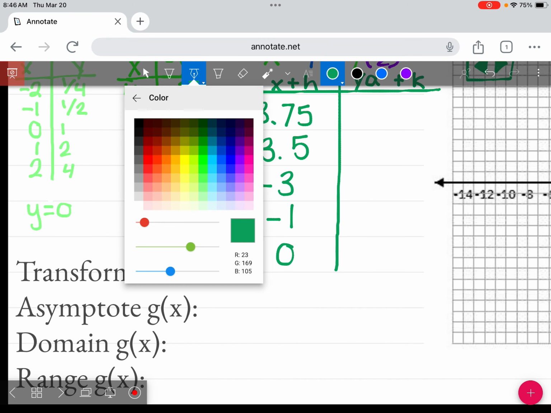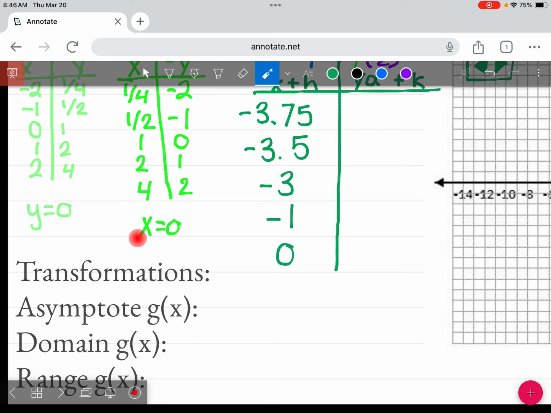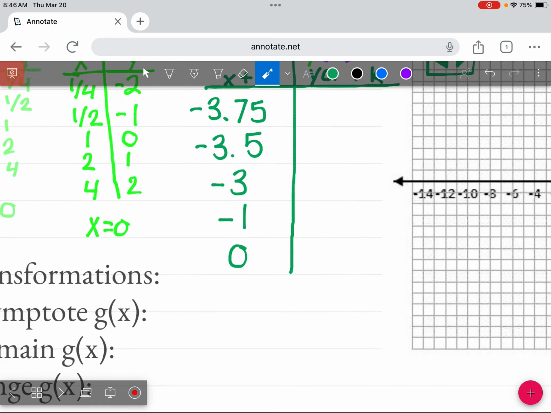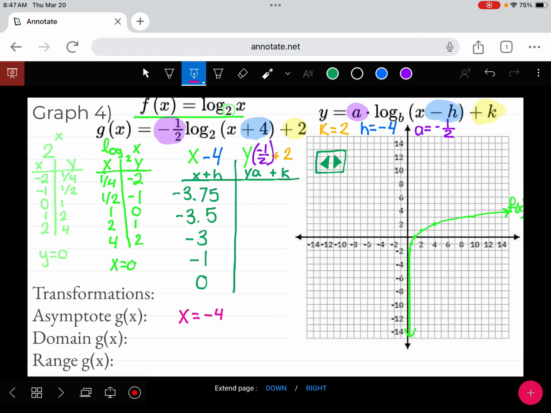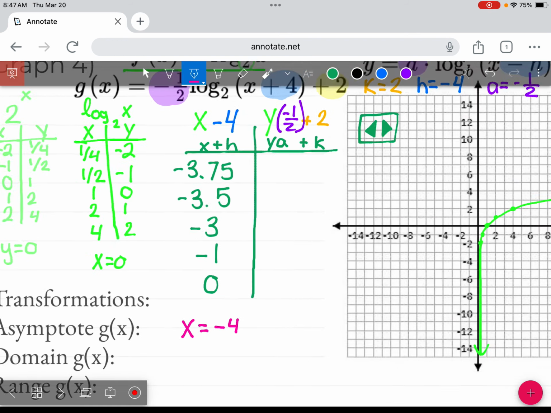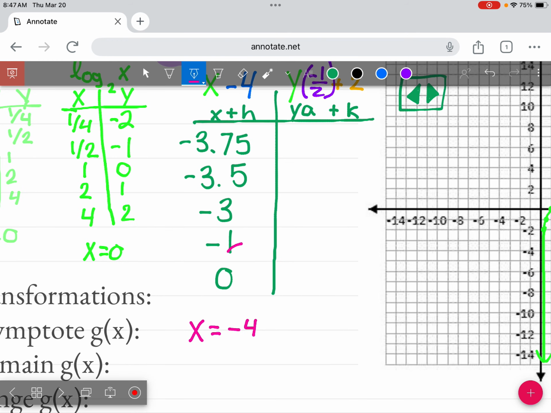And since we're right here, we can also do our asymptote, because it's an x. It also gets this same transformation, where I'm going to take my asymptote and add our h, or in this case, subtract that 4. So our asymptote's going to happen at x equals -4. Yes, you are right. I am wrong. That should be a -2. I'm wrong.